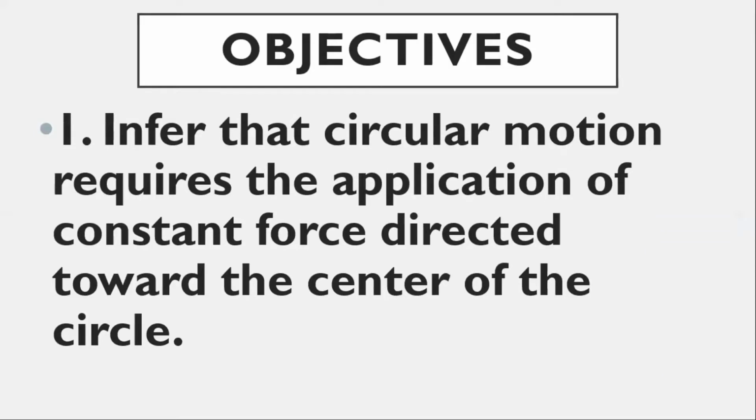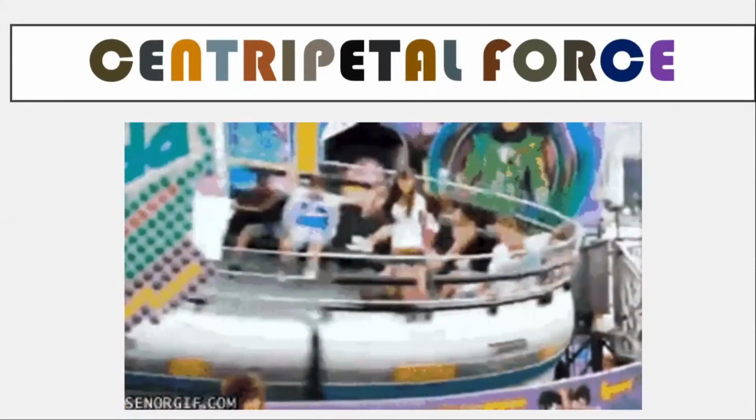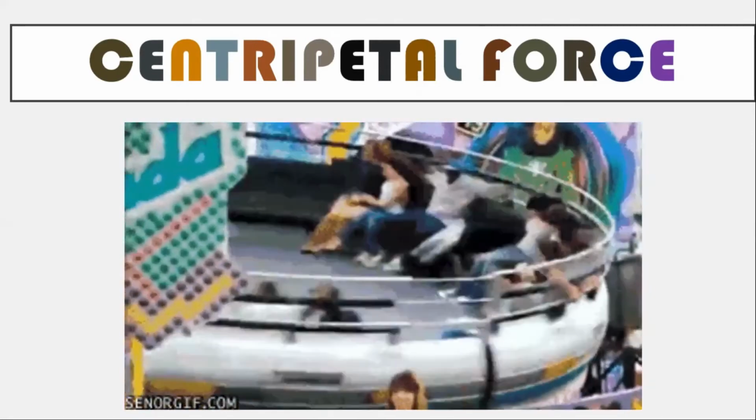So today, we need to infer that circular motion requires the application of a constant force directed toward the center of the circle. Like I told you, in circular motion there is a requirement of this constant force because it's directed toward the center of the circle. We also need to consider the acceleration of the object traveling in circular motion. We call that force, directed at the center of the circle, the centripetal force.